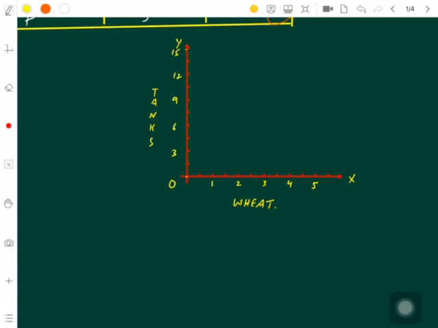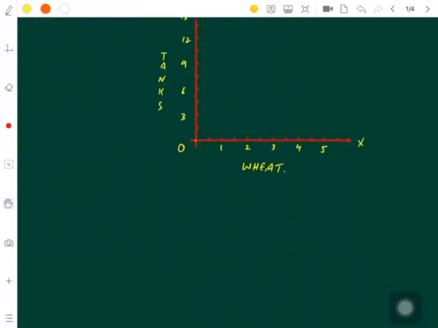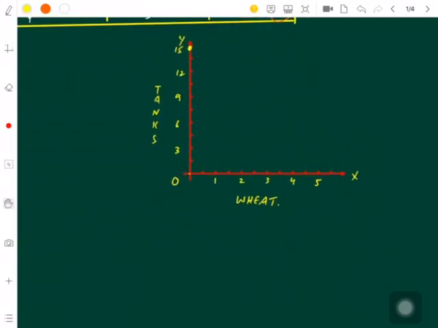If we are producing 0 of the wheat, we will be able to produce 15 of the tanks. If we are now increasing the production of wheat to 1, we will only be able to produce how many of, okay, 14 of the tanks. So that says that this is 12, in between 12 there are 3, this is 1.5, 14. It will come somewhere, this is 1, it will come here.